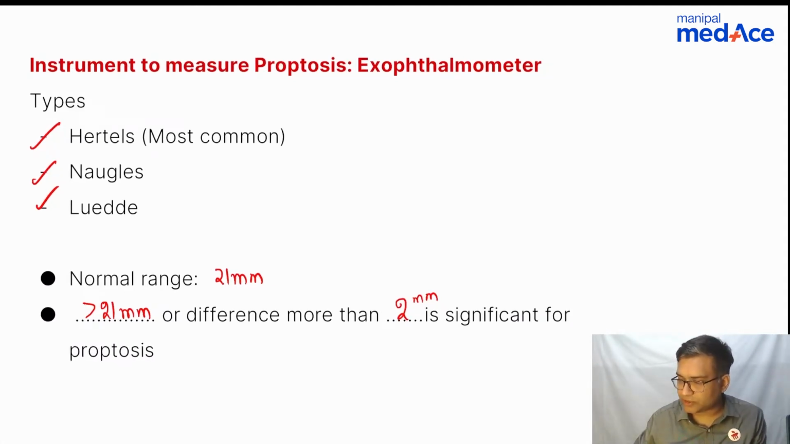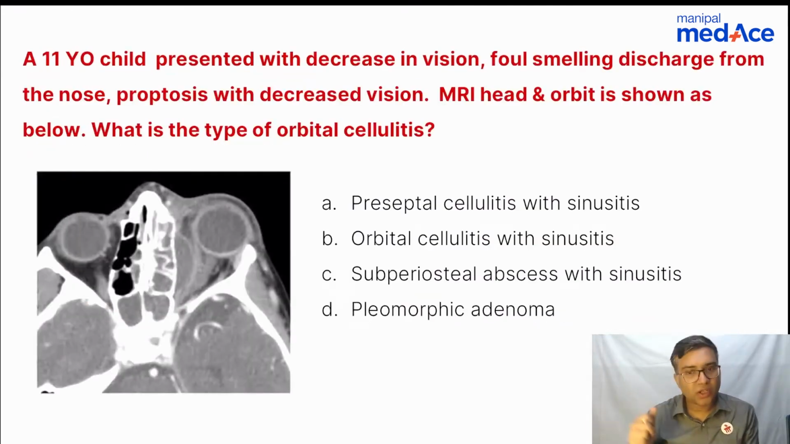Okay, let's move to the next question. The next question is, an 11-year-old child presented with decrease in vision, foul smelling discharge from the nose, and proptosis with decreased vision. MRI head and orbit is shown as below. What is this type of orbital cellulitis? Try to answer in the comment section.